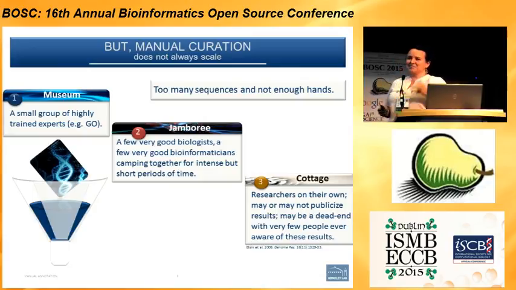And that only happens when you have the money that the Drosophila Genome Project had. Or the cottage where I sit in my office, curate some genes and never publish it, and then nobody knows of the great things that I did. So it's not always scalable. There's hundreds of those that could have happened. It's too many sequences and just not enough hands for curation.